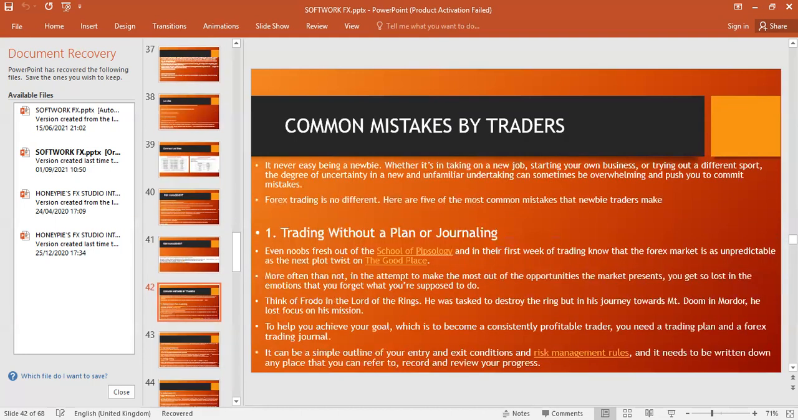So let's look at common mistakes made by traders, which I've seen so many people making over and over again. One of these mistakes is trading without a plan or journaling. Most traders just go into the market. They don't have a plan for the trade they want to take, no proper plan before they go. Most people are just thinking, I just want to go in there and make profit.